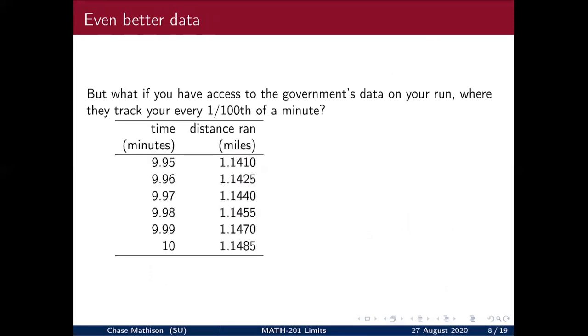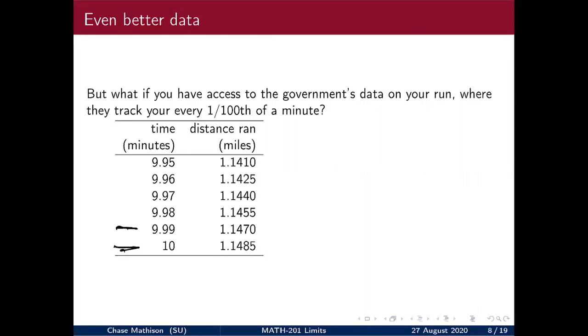So then the table you get when you want to use that data is right here. If I'm tracking to the 100th of a minute, I ask the government for this data and they say, sure, we don't mind. Then now I can calculate even better averages, right? Or even averages that will definitely be even closer to my true speed at 10 minutes. Because now I can use really any two lines. I'm going to jump straight ahead to using the closest two time intervals because that's probably going to give us our best guess, right? Is that clear to everybody?